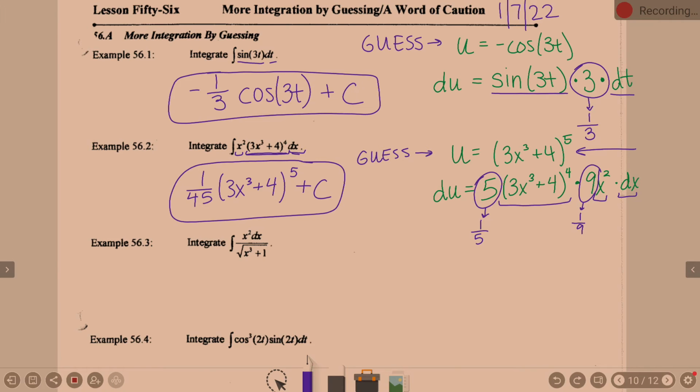I think what I would do is before we do a guess, I would rewrite this. Do you know what I mean? Yeah. I'm okay with the x squared. What do you know about square root in the denominator? That's a negative 1/2. So I would write this as the x squared, and then it's x cubed plus 1 raised to the negative 1/2 dx.